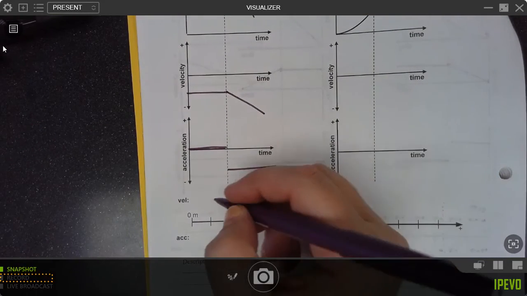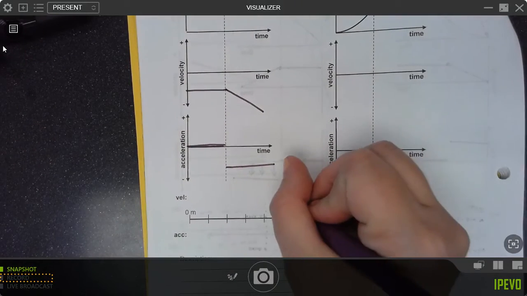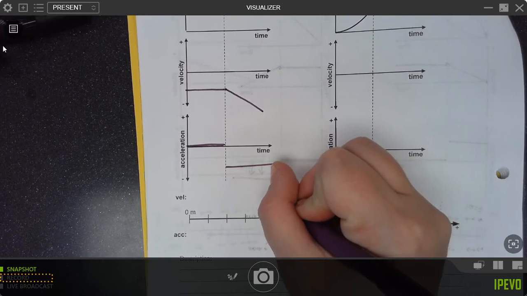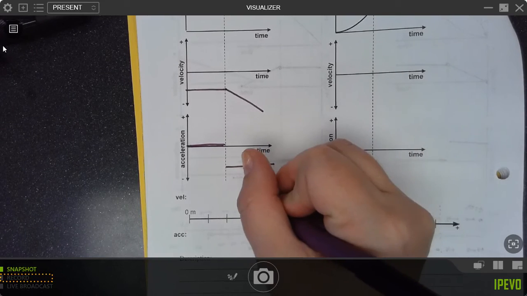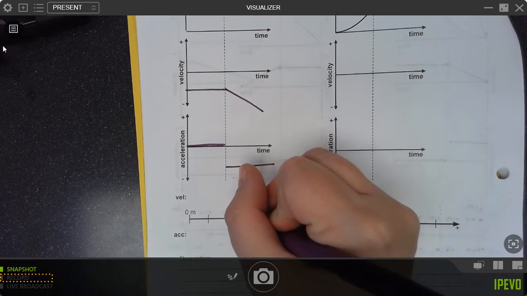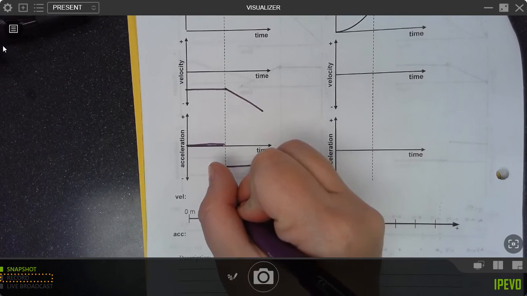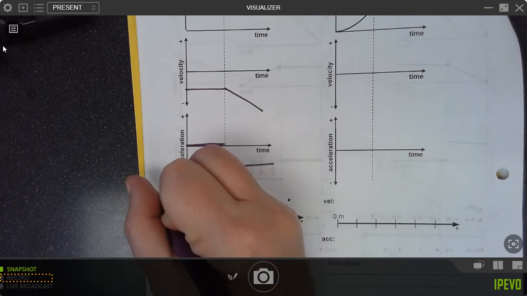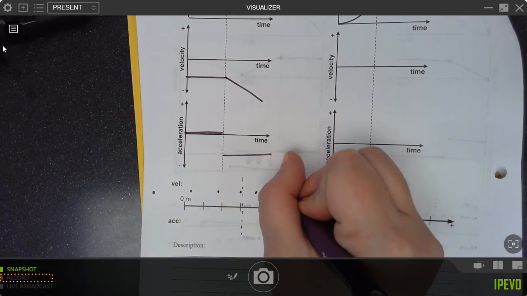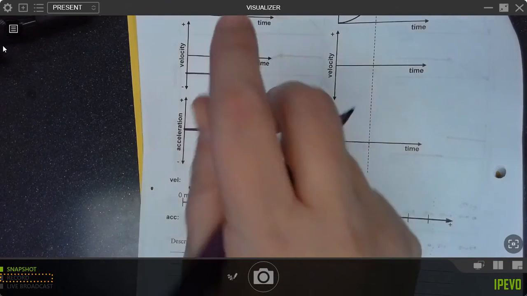Our motion map should look something like we start far away, move with a constant velocity towards 0, and then at some point we speed up. So the dots are going to be further apart from each other. I kind of drew mine too far. It didn't go that far in the picture.